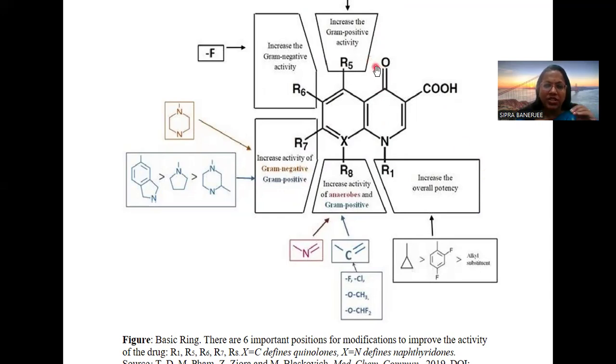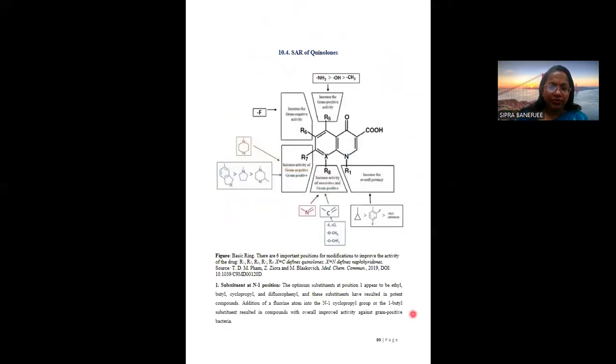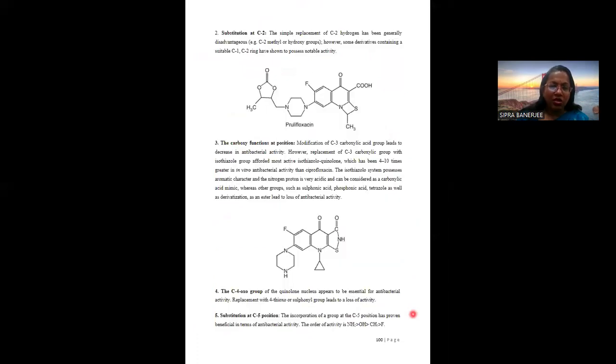At R5, if fluorine is substituted, it increases gram-positive activity. Fluorine at the R6 position increases the gram-negative activity. At R7, if there is a nitrogen-containing ring, that will increase the gram-negative and gram-positive activity. At R8, it increases the activity against anaerobes and gram-positive bacteria. Fluorine, chlorine, methoxy, and CHF2 groups can also increase the activity. The SAR has been described here fully.